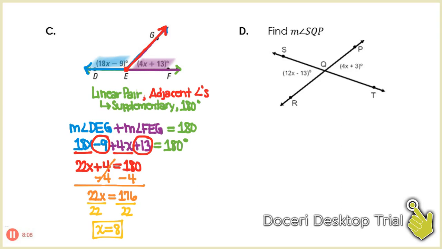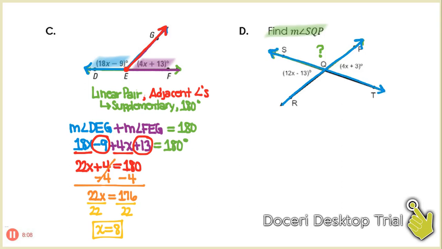Now in letter D, it did not ask for us to find x. It actually asked for us to find an angle. It asked for us to find the measure of angle SQP. So eventually we are going to find the measure of SQP, which is an angle we actually don't have an expression for in there. So we're eventually going to have to find that angle. But what we do see is two intersecting lines. I have line RP that intersects line ST.